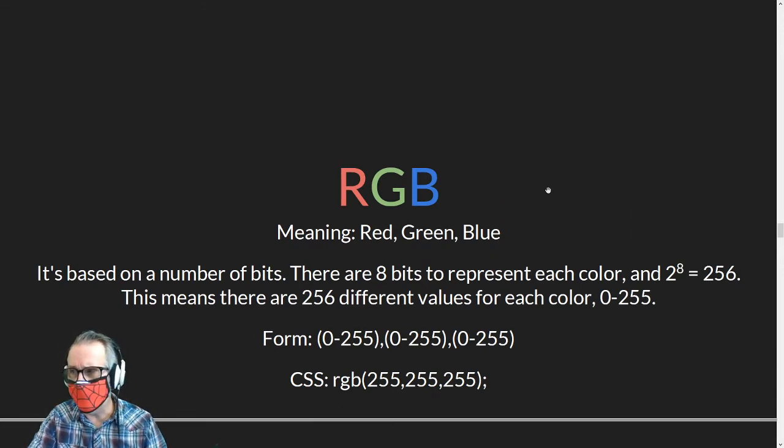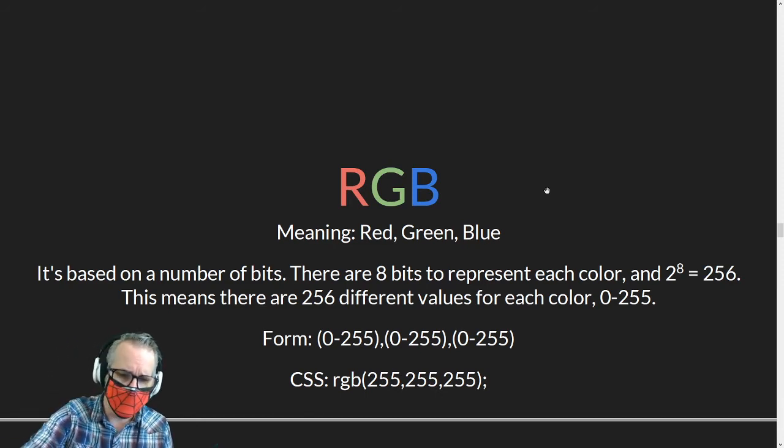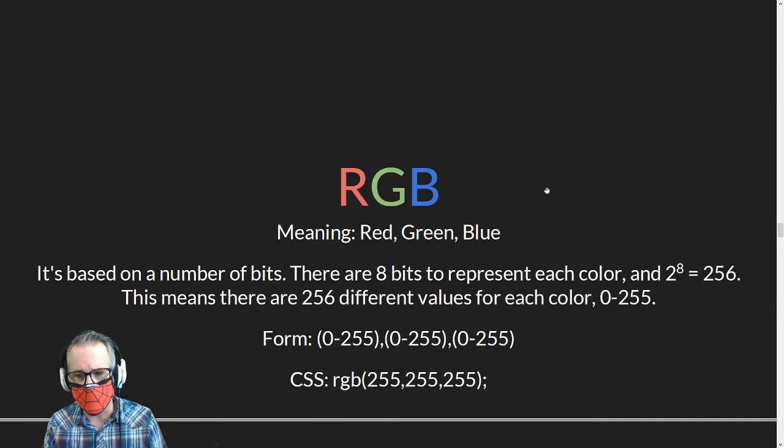All right, so RGB again was red, green, blue. So any color basically can be represented by a mixture of different amounts of red, green, and blue. And it's done in bits. We haven't talked about bits yet, but a bit is just like a piece of information. So there are 8 bits to represent each color. So 2 to the 8 equals 256. So there's 256 options. When I say a bit, something is either on with a 0 or it's off.